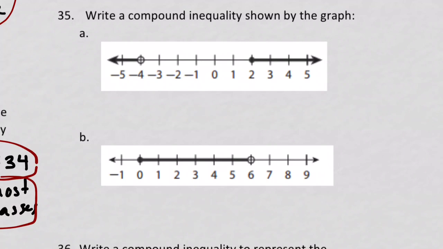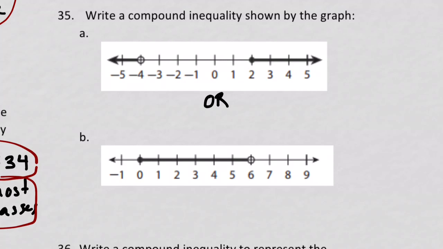All right, 35. It says write a compound inequality shown by the graph. Okay, when you start doing these where they give you the graph and you're supposed to come up with the compound inequality, the first thing you got to choose is is it an and inequality or is it an or inequality? Okay, so look at the way that it's shaded. If it's shaded in between, then it's an and inequality. If it's shaded in opposite directions, then it's an or inequality. So for A, it's an or inequality. So I'm going to write the word or right away. I know it's an or inequality because it's shaded in opposite directions.